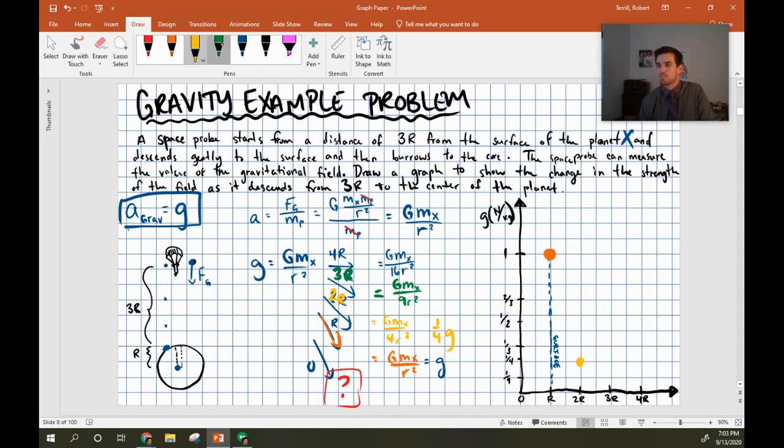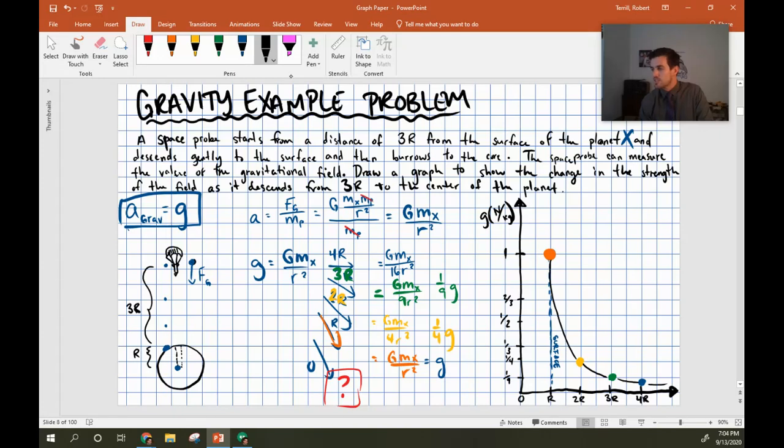You can see that I kind of did some prep before I started this. This is 1/9 g. Everything's the same except there's a 9 in the denominator. So that gets me down to 1/9. And then finally, we have 1/16, which is there-ish. And you can see the shape that it's making here. This is a very characteristic parabolic curve.